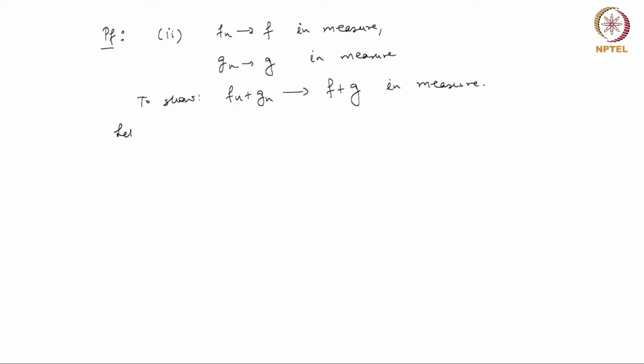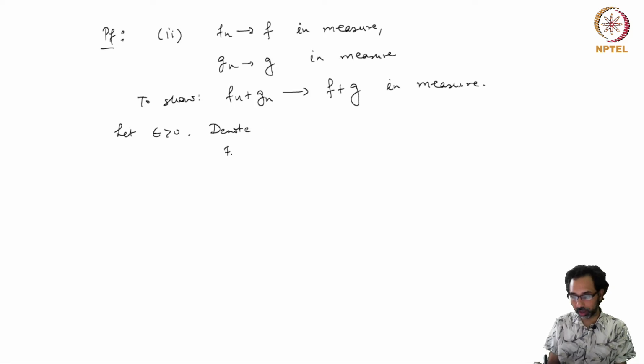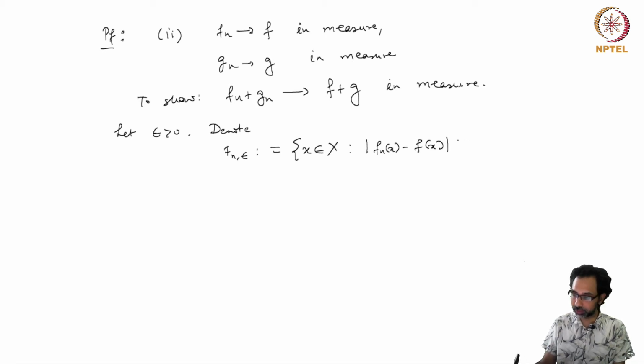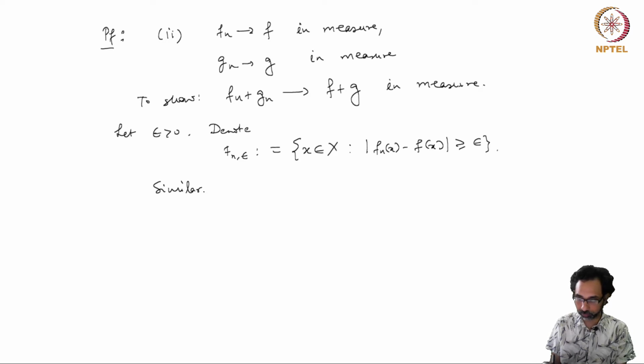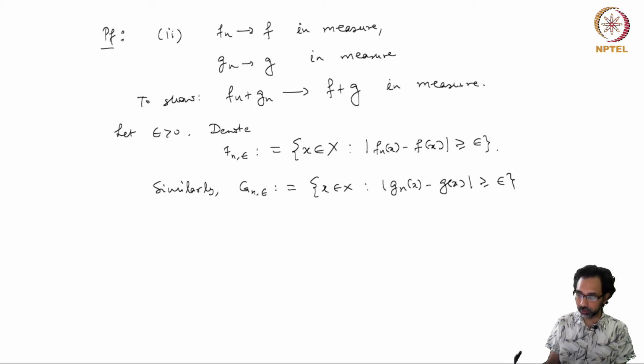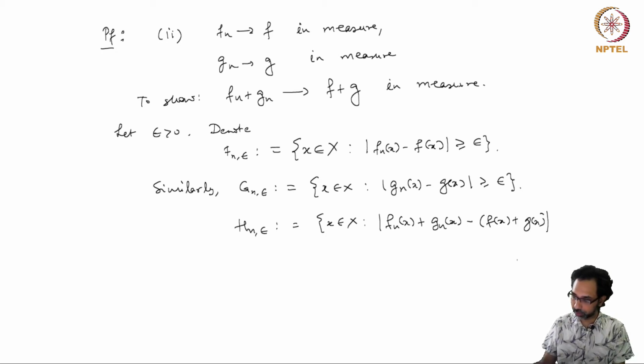To show this, let epsilon be a positive number and denote by Fn epsilon the following set. This is the set of points in X such that modulus of Fn(x) minus F(x) is greater than or equal to epsilon. Similarly, we define Gn epsilon as the set of points in X such that modulus of Gn(x) minus G(x) is greater than or equal to epsilon, and finally Hn epsilon is the set of points in X such that modulus of Fn(x) plus Gn(x) minus (F(x) plus G(x)) is greater than or equal to epsilon.